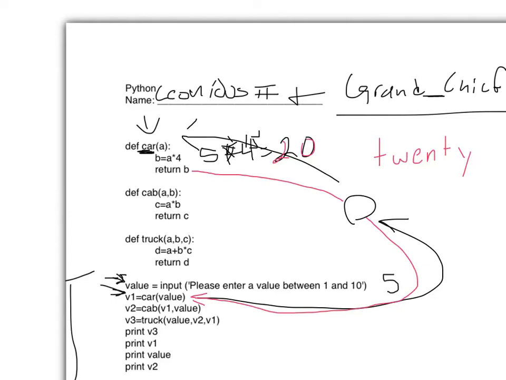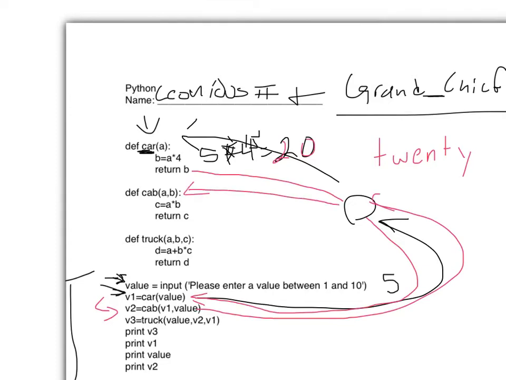Well, I'd imagine, since we've done V1, the logical next step would be V2. And seeing here how it says V2 equals cab, which is a function defined above, is value 1, or V1, and value. We already know V1 is 20, and we know value is 5. So when we take this ball, here it is again, it's going to be thrown up to cab here.